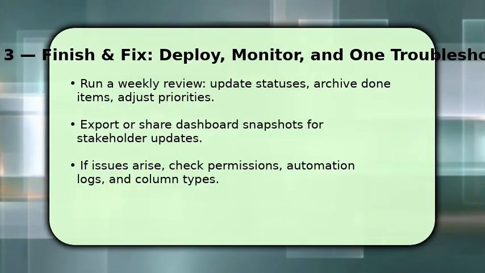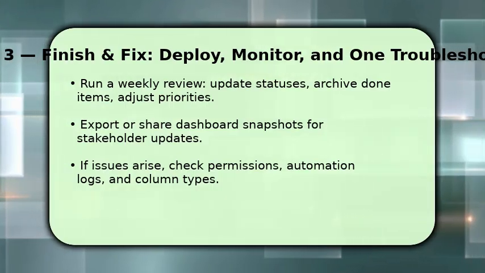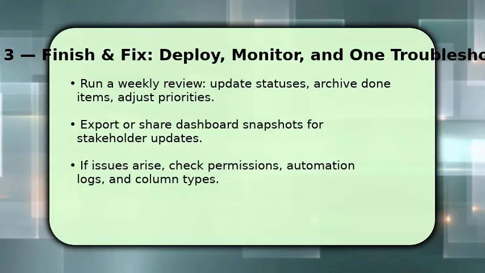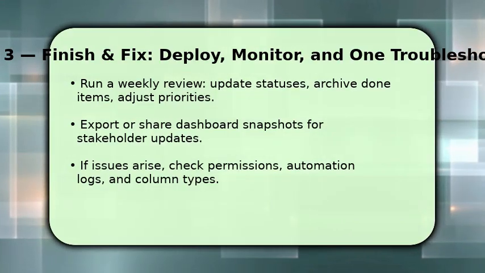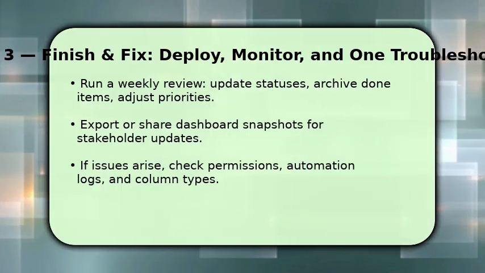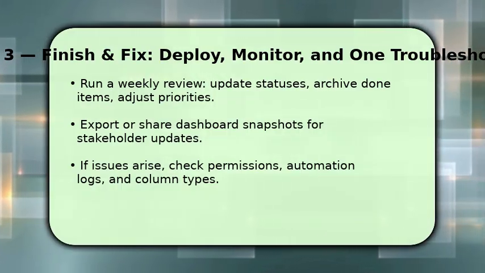If you hit a snag, first check member permissions, then inspect automation logs for failed runs and verify column types match expected data. Finally, replicate the issue with a test item.